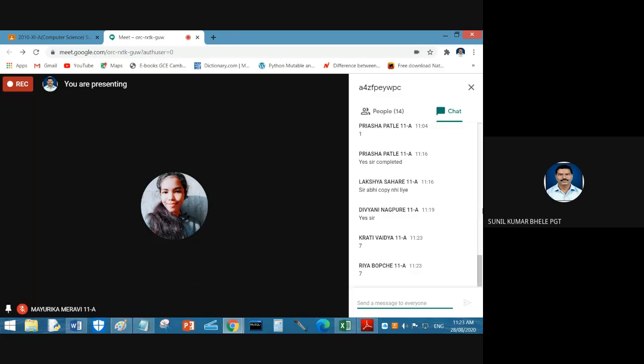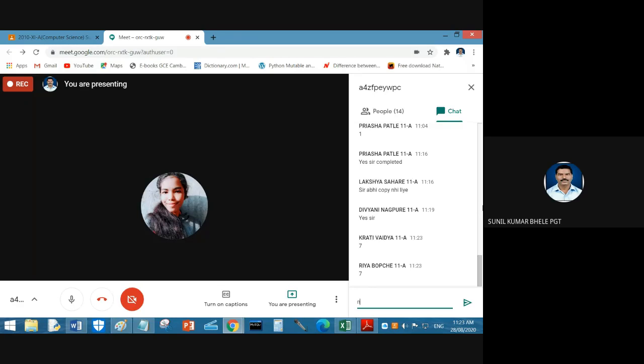For example, NOT gate, like this, NOT. Type the gate in capital letters only: NOT, AND, OR, NOR. Mayank Jode has written NOT, AND, OR, NOR, NAND, or exclusive NOR. Okay, correct. Mayurika is also writing. Okay, so these are the gates, and based on those gates, you have to solve any problem given to you.